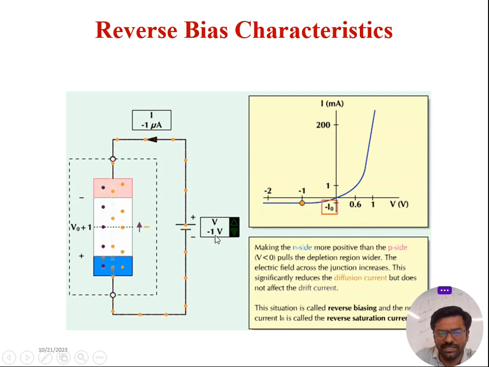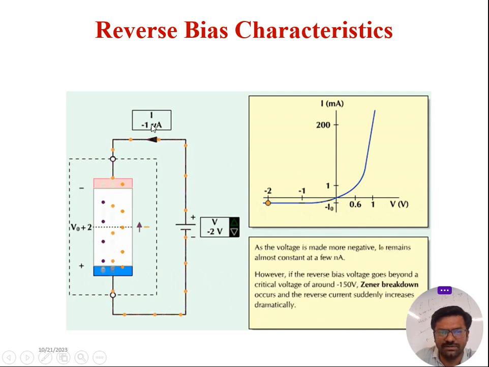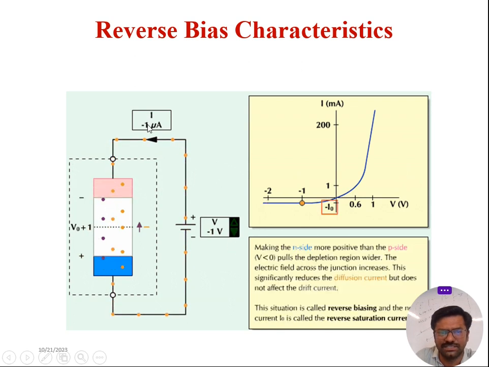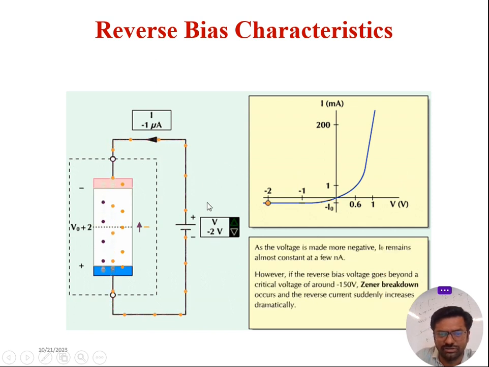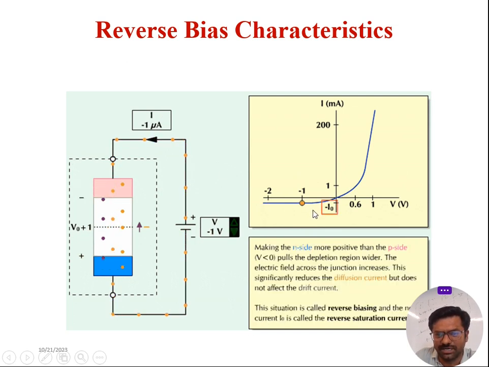If minus 1 volt is applied, then what is the current? Minus 1 microampere. If minus 2 volt is applied, then what is the current? Once again, it is still minus 1 microampere. So the applied voltage is minus, and whatever current is flowing is also minus, as a part of which we get the characteristics of reverse bias in the third quadrant.